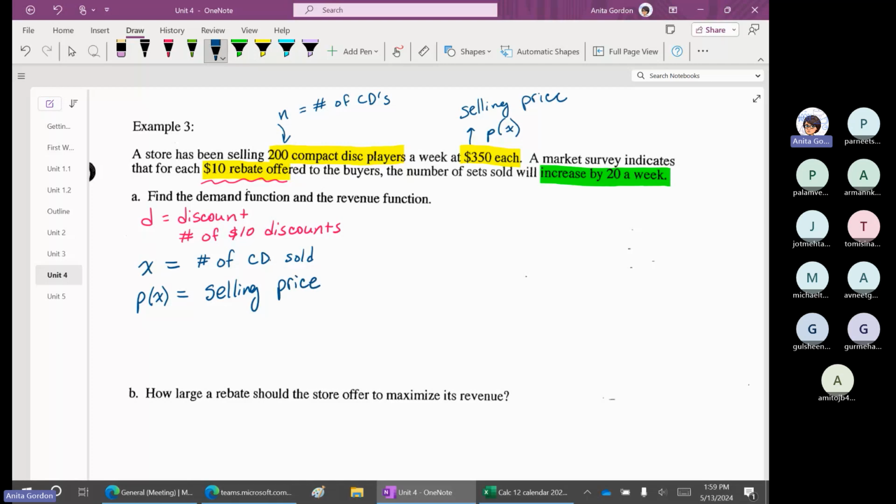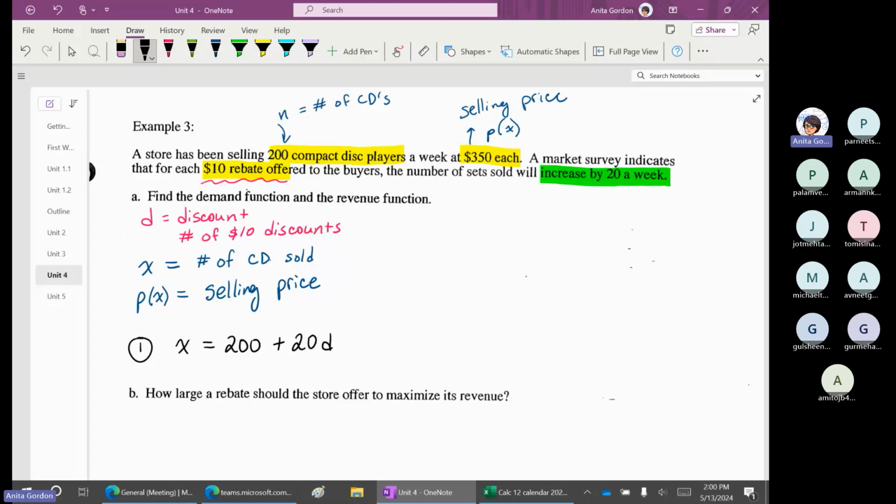So we have to put some things together. According to our question, I'm going to call this number 1: the number of CDs sold is what right now? 200. However, it will increase by 20 for every time we reduce the discount. So if we reduce the discount one time, we get 20 extra sales. If we reduce the discount 2 times, we'll get 40 extra sales. Do you understand what I'm saying? Okay.